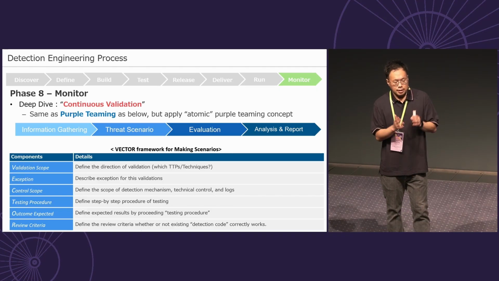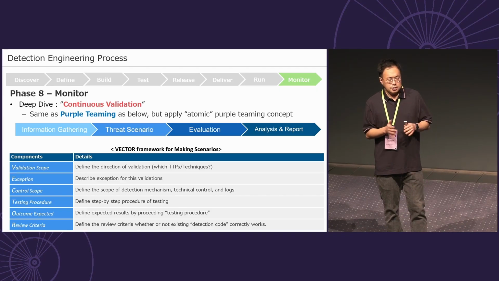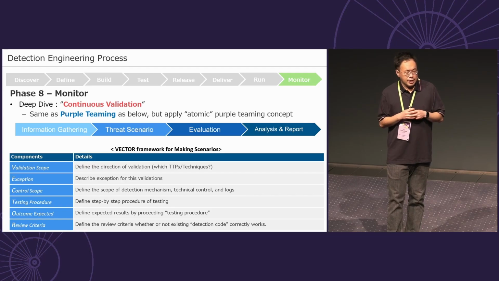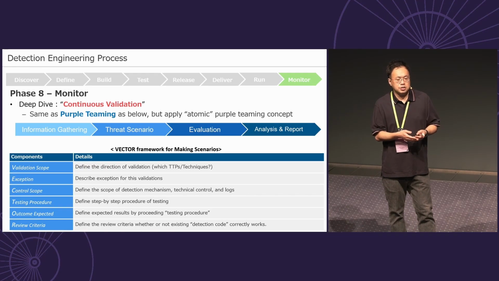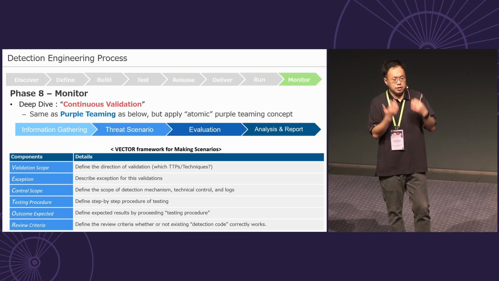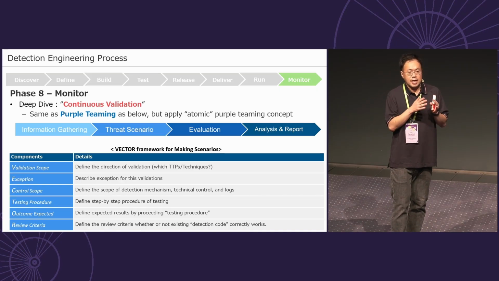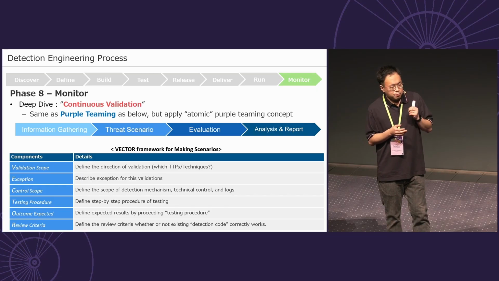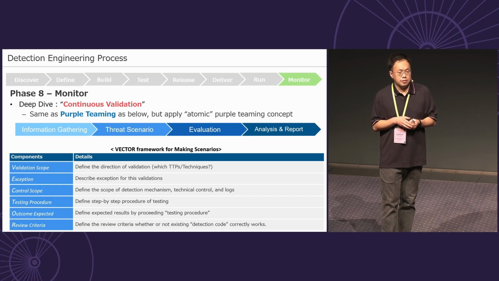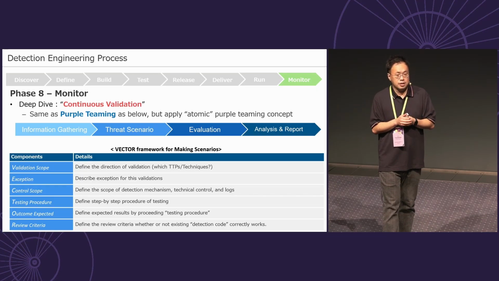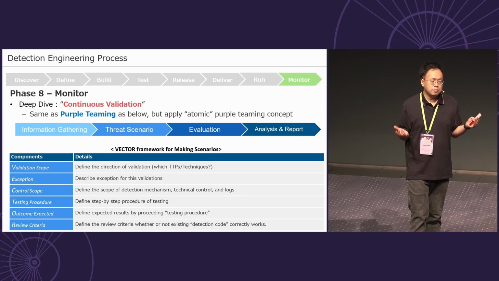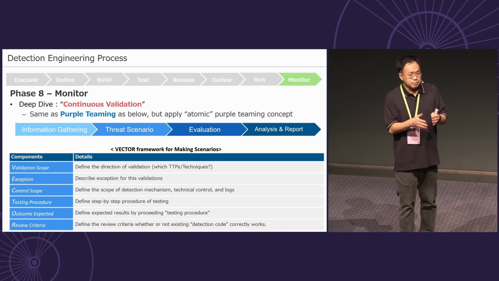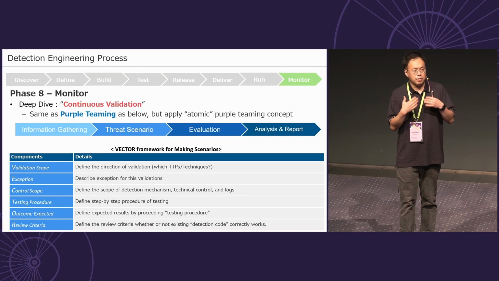Lastly is continuous validation. Continuous validation is basically purple teaming or red teaming. We do red teaming or purple teaming operations, and we try to confirm whether or not the attack is detected. But a very important point is that we try to use the atomic purple teaming concept. If you do the whole entire red teaming, it is very time consuming and we need preparation. But we pick up a specific technique, and we try to validate it.